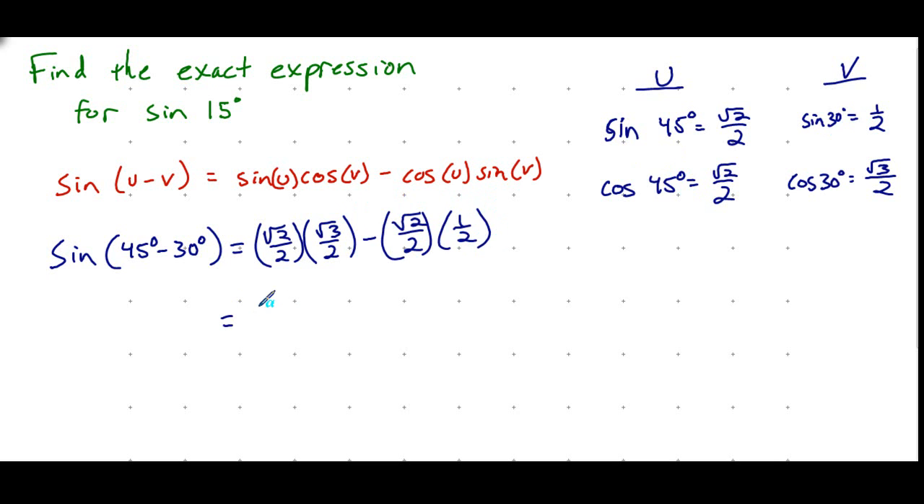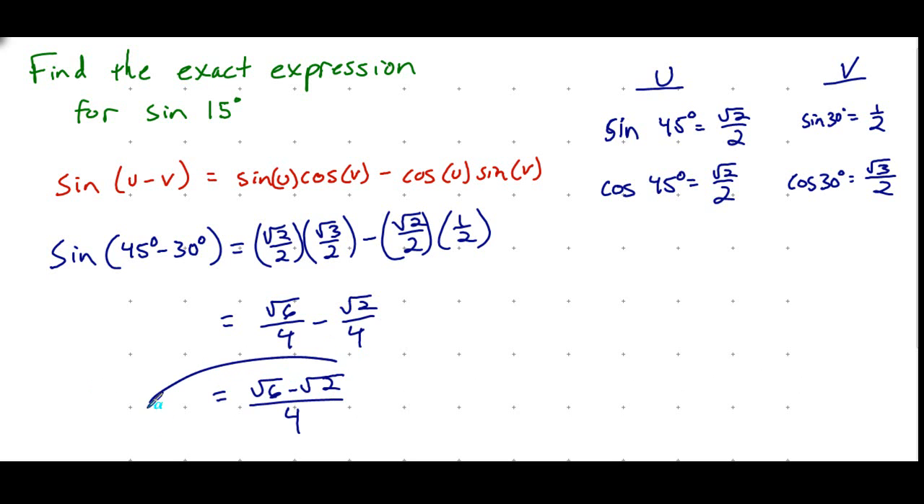Going through my math, that comes out to the square root of 6 over 4 minus the square root of 2 over 4, which is the square root of 6 minus the square root of 2, all over 4. That is my exact expression for the sine of 15 degrees.